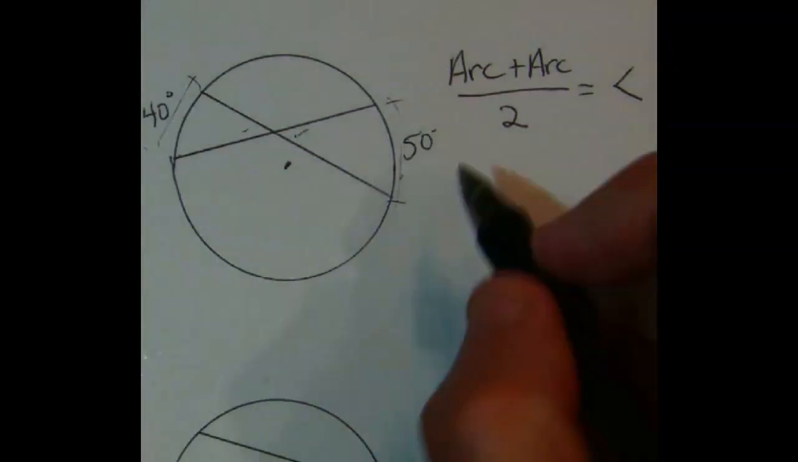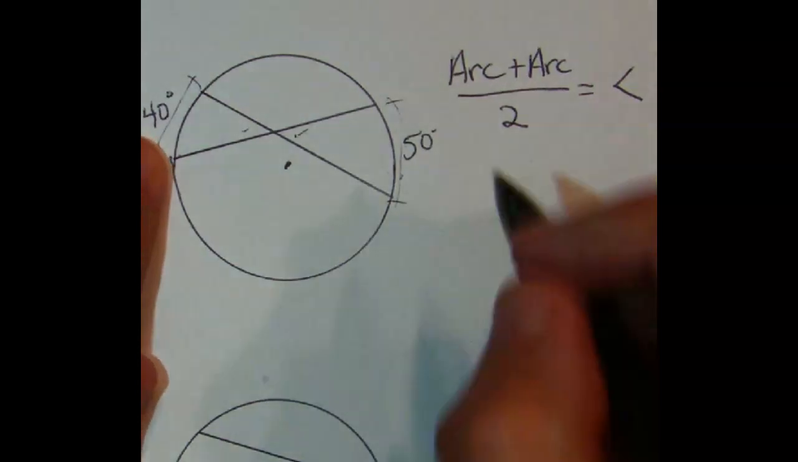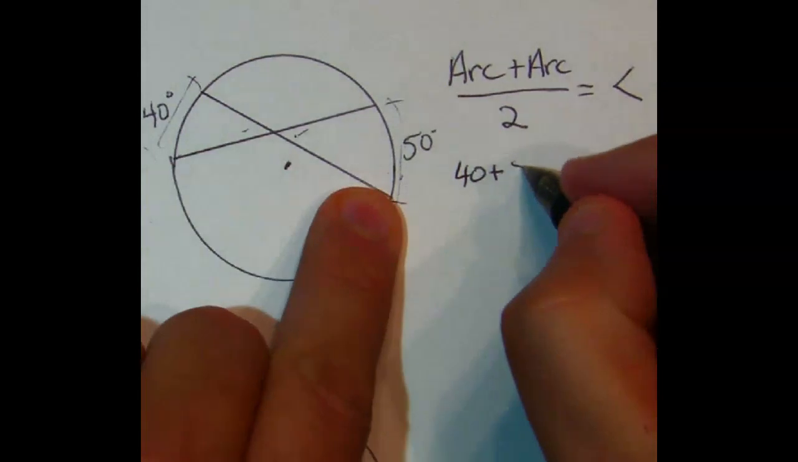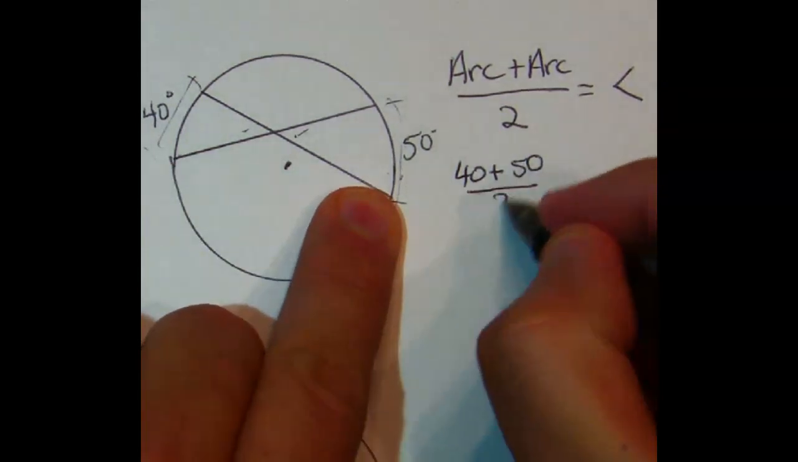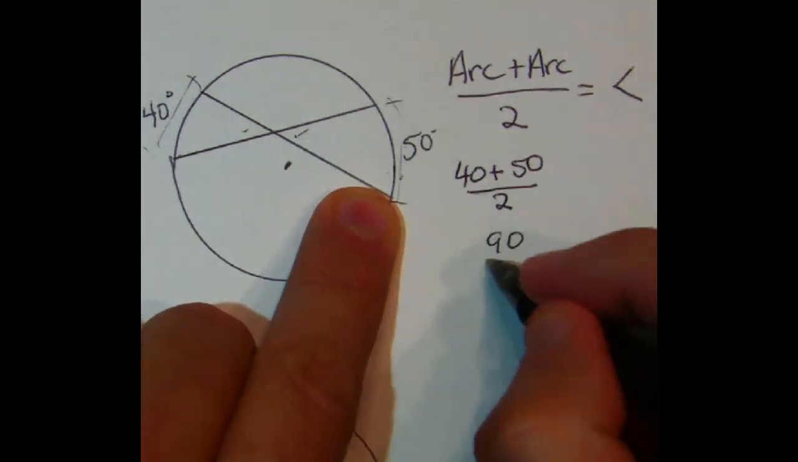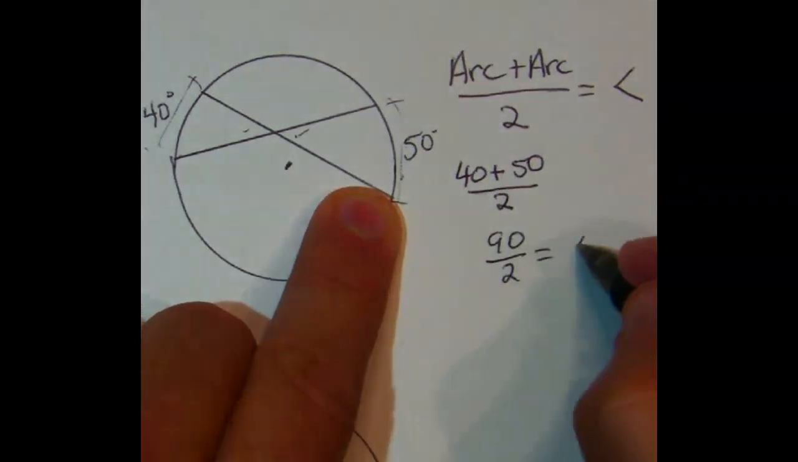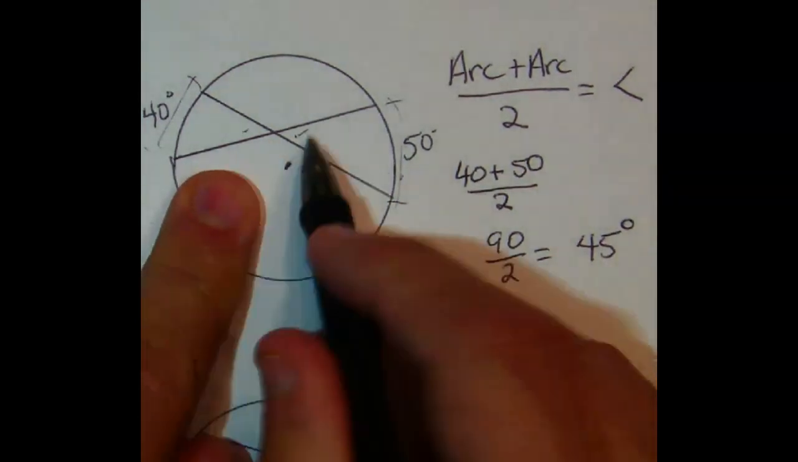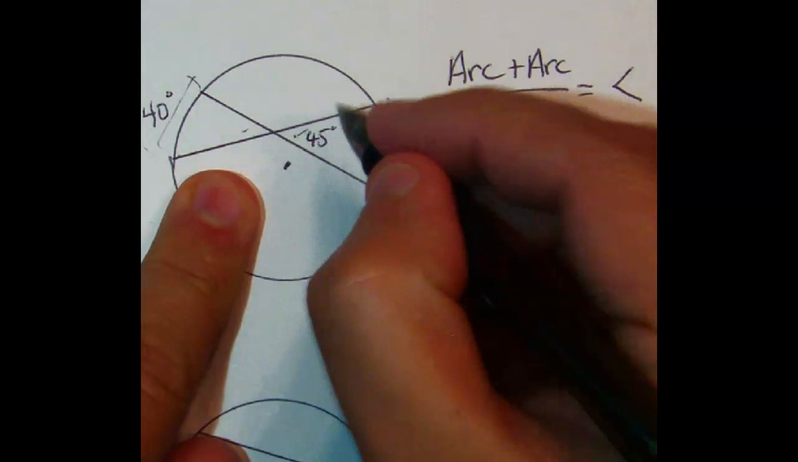Alright, so here I have 40 degrees for that arc, 50 degrees for this arc, divided by 2. 40 plus 50, of course, is 90. 90 divided by 2 is 45 degrees. So these two angles are 45.